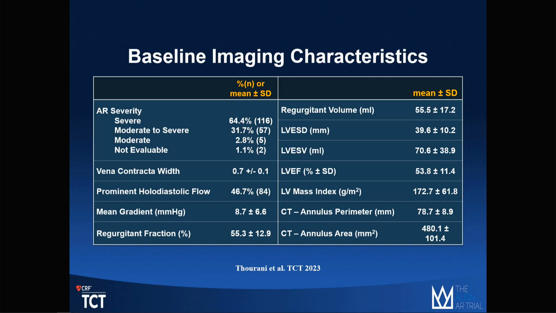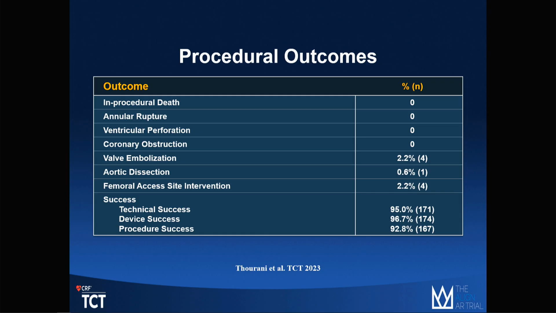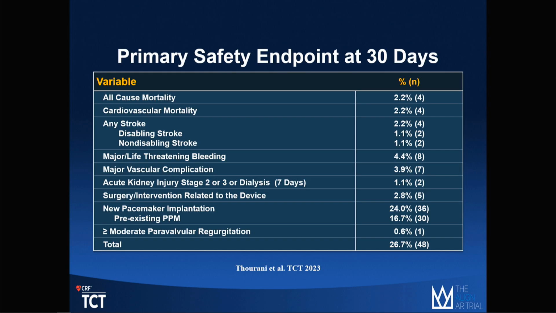In total, if you look at the bottom right, the CT annulus perimeter, the average is 78.7. This valve has a maximum of 90 millimeters. Now, these are different outcomes than what I just showed you, instead of a 14% failure rate. Here you see a much better success rate of 95%. So the technical success is 95% overall, much better than the 84% I showed you before.